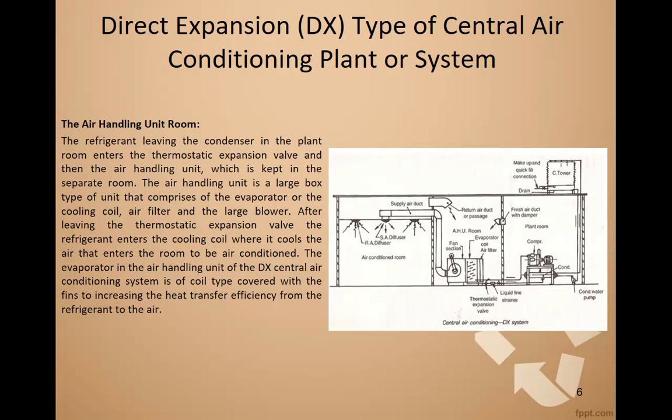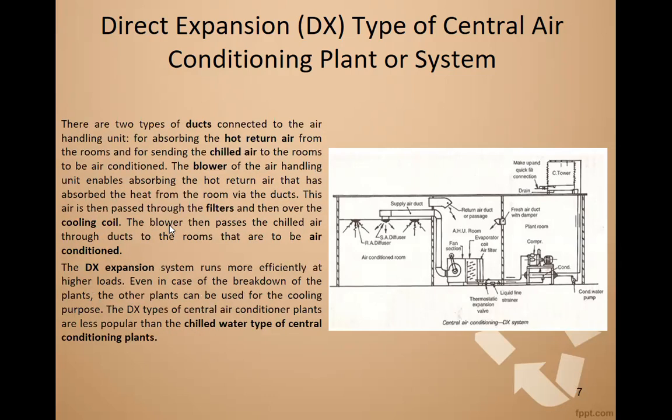Okay. After leaving the thermostatic expansion valve, the refrigerant enters the cooling coil where it cools the air that enters the room to be air conditioned. The evaporator in the air handling unit of the direct expansion central air conditioning system is of coil type covered with fins to increase the heat transfer efficiency from the refrigerant to the air. So yan. Check nyo lang yung naman lang yan. Sa pag-encode o sa pag-copy-paste ng nakalagay dito.